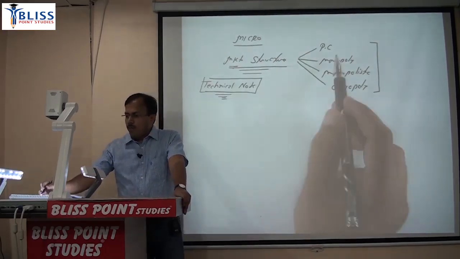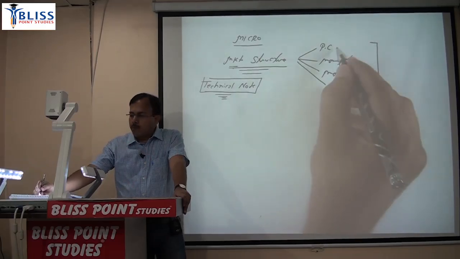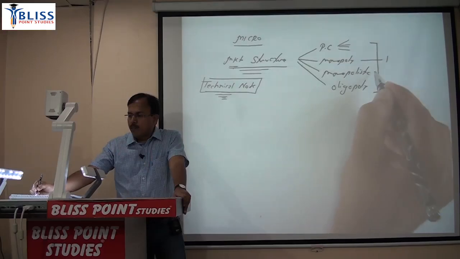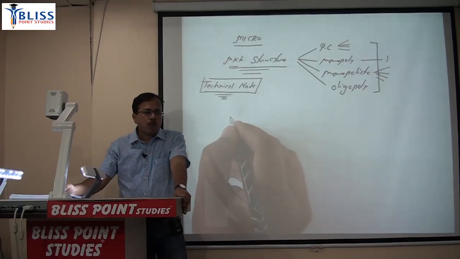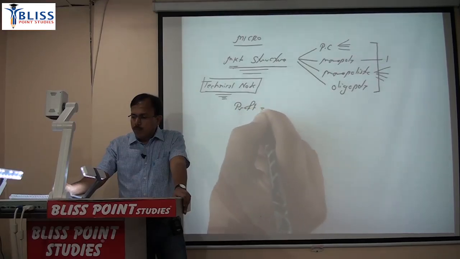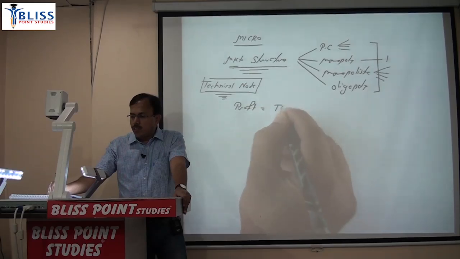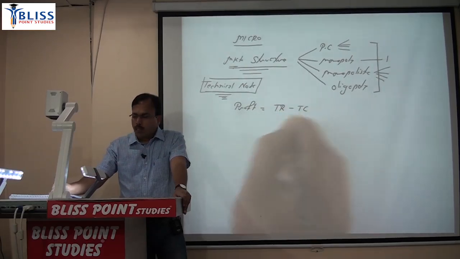Now in any market, what is the objective of a firm? Because in a competitive market there will be many firms. In a monopoly market we can say one firm. In monopolistic market again there are many firms. So what is the objective of any firm and how much output they will produce? The objective of any firm is to maximize what? Profit. And what is profit? Difference of revenue and cost. So it is revenue minus cost.